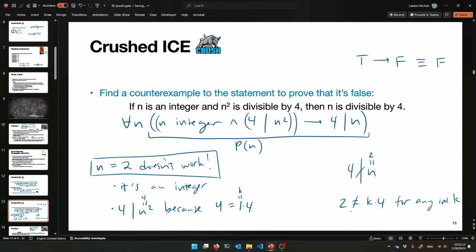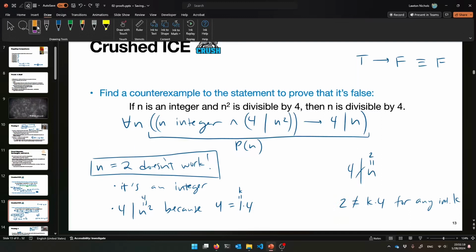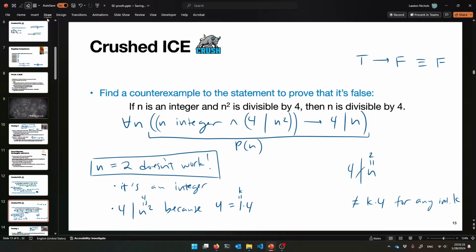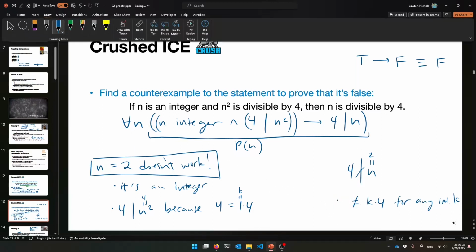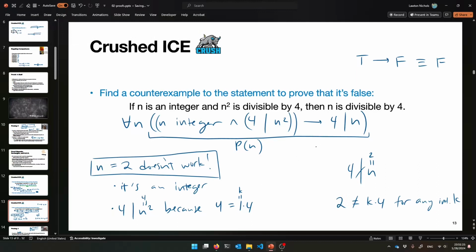So 2 is not equal to k times 4 for any integer k. That's what it would have to have been in order to get 4 dividing n. But no, it's not happening. It's too small. k would have to be 1/2, right? And that's not an integer. So it doesn't check out.